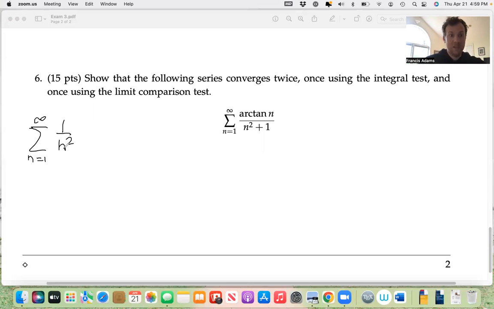Why you would want to pick this is, well, it's easy to tell it converges. The p-series, and p is 2, which is greater than 1. So this converges.